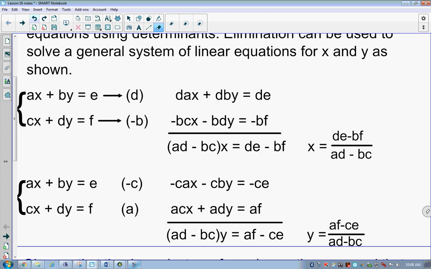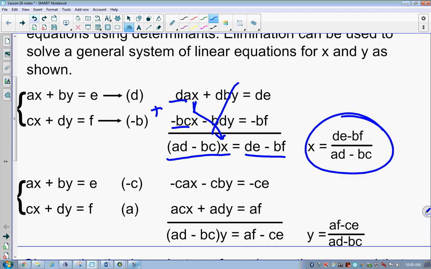Because this cancels out, and both of these terms have an x, the x comes to the outside. Basically, I'm factoring out the x. You follow me so far? So x has been factored out, and I'm left with ad minus or plus a negative bc. So I've got ad minus bc times x equals de minus bf. If I'm trying to solve for x, all I have to do is divide both sides by ad minus bc, giving me x equals this.